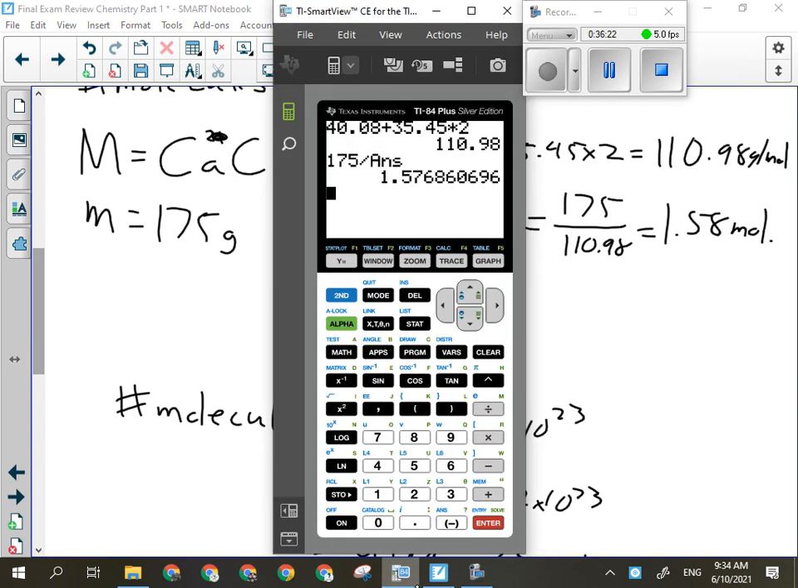And remember, when you're punching that into your calculator, it looks like this. So I put Avogadro's number in brackets, 6.02. Then I hit the second function, and I get the comma. That'll give me the E times 23. End the brackets. All right, so I'm going to have 9.49 times 10 to the 23 molecules of calcium chloride.